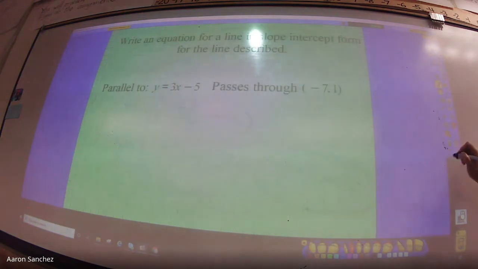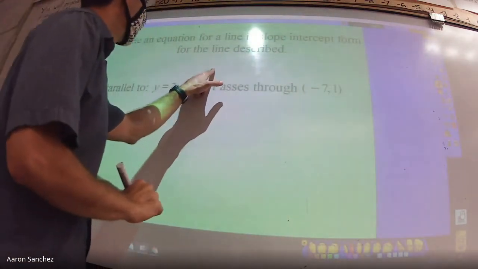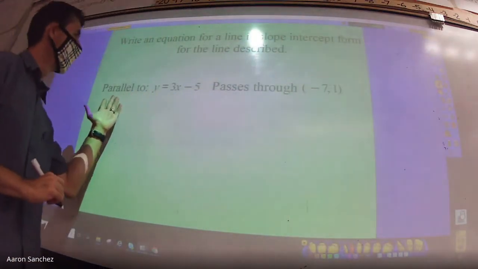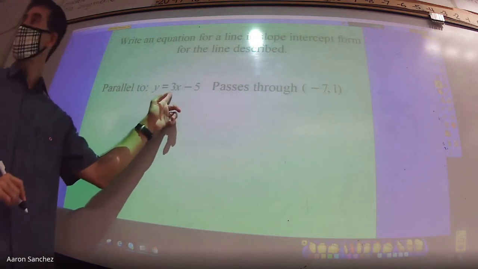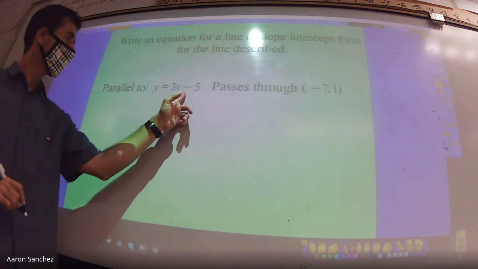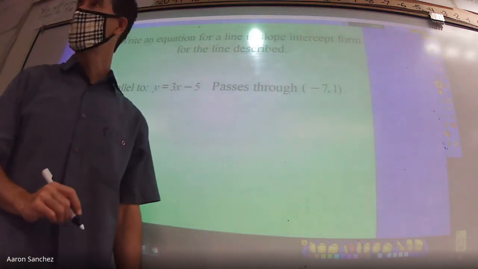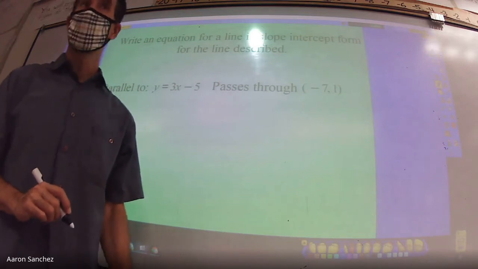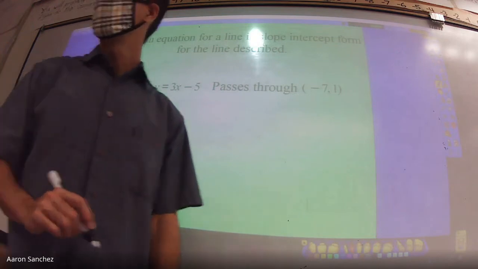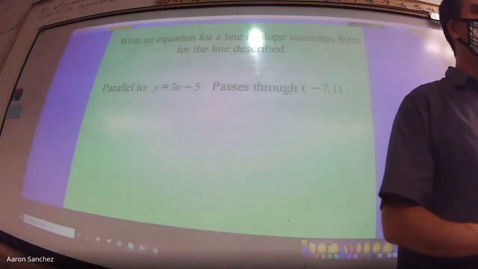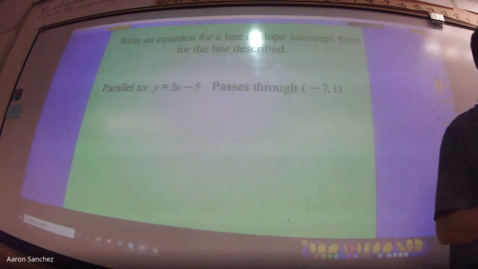Okay, here we go. Write an equation for a line in slope-intercept form for the line described. Here's the line. It is parallel to y equals 3x minus 5, and it passes through negative 7, 1. We want a line that's parallel to this and passes through that. This is very easy if you're able to do the first one before. If you're not, then it's hard.